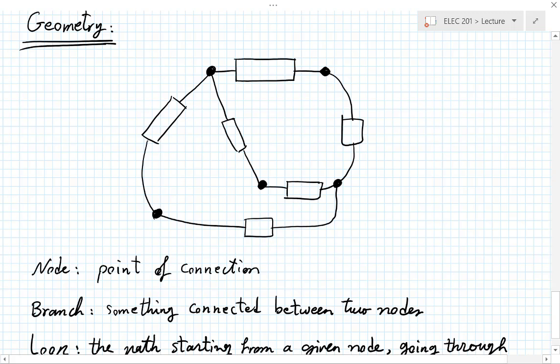So, like we said here, there are 1, 2, 3, 4, 5 nodes. There are 1, 2, 3, 4, 5, 6 branches. And how many loops can we think of? Well, here's one loop going like this. Here's another one. And there is one that goes around. Yes?